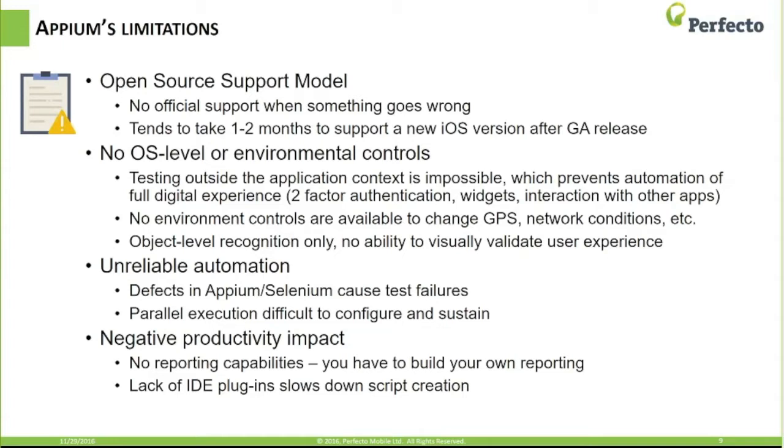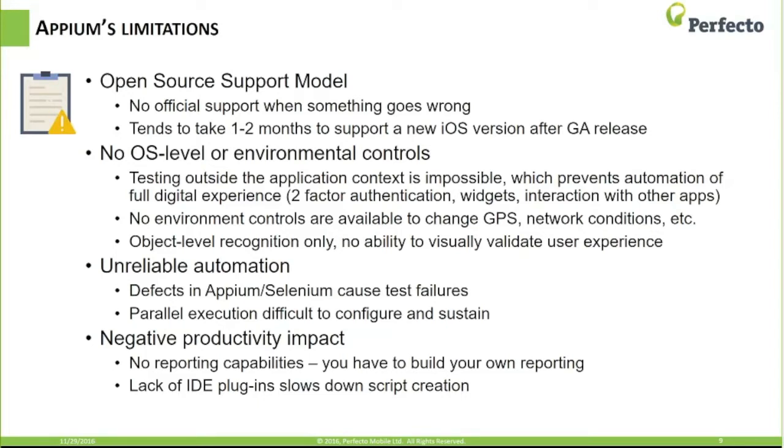There's also no environmental controls, right? So things like changing the GPS conditions, network conditions, overlaying a variety of those end user environmental conditions on top of the use case, Appium doesn't provide these types of capabilities. So if you need to test those applications under that type of stress and load, you can't. It also has object level recognition only and no ability to visually validate user experience. And again, if you read the forums in Appium, this is one of the main complaints in terms of the limitations of the capabilities, the fact that you cannot actually visually validate what's happening on screen.